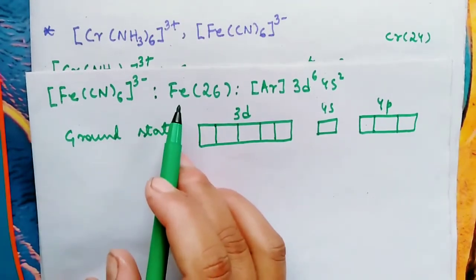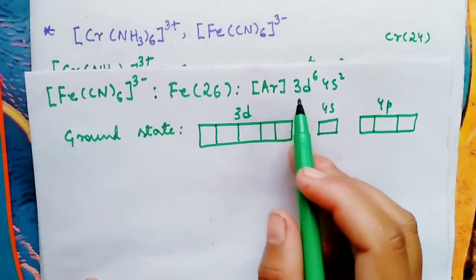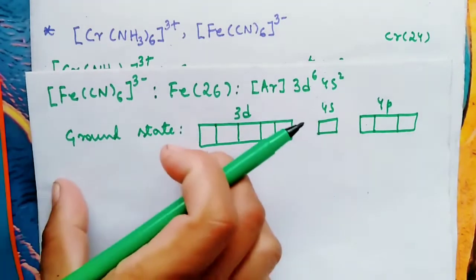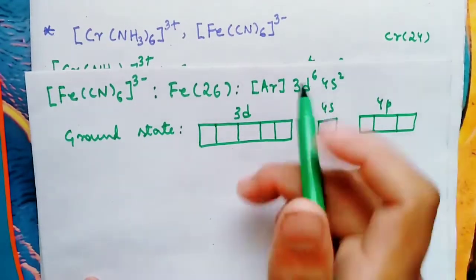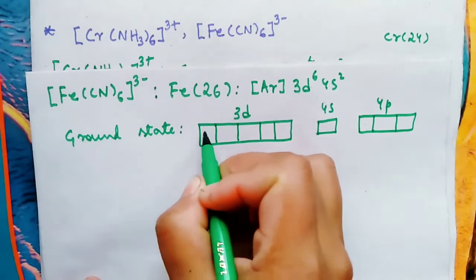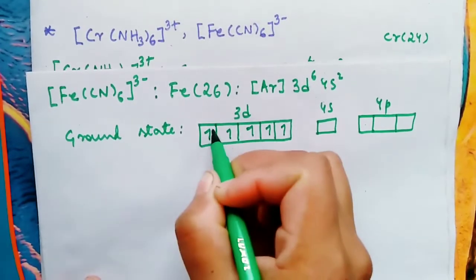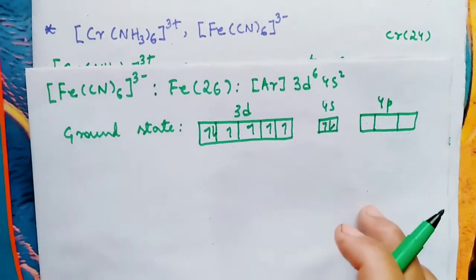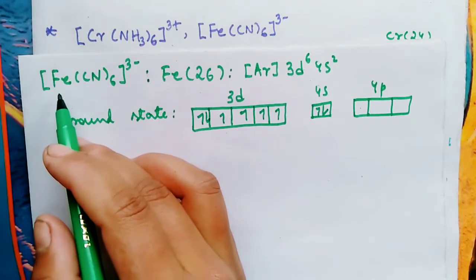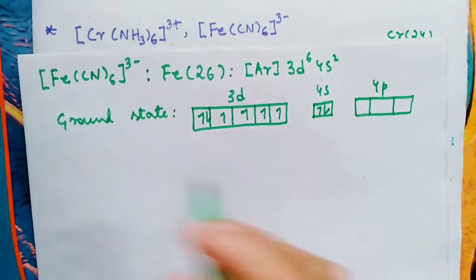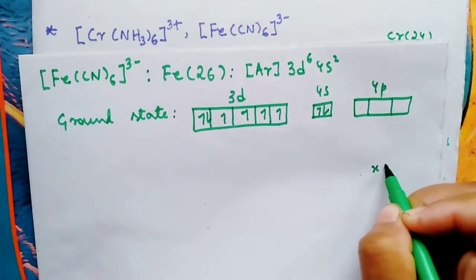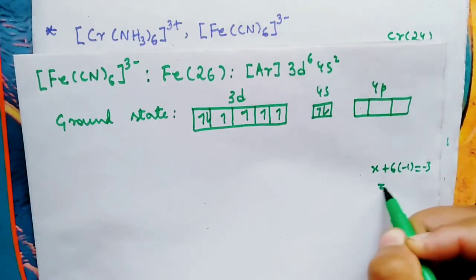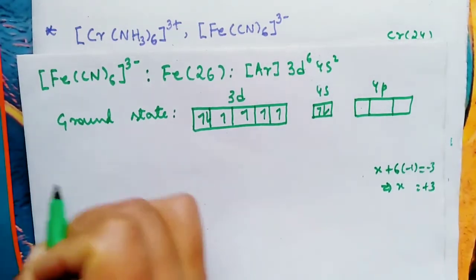What is the atomic number of iron? 26. So the valence shell electronic configuration is 3d6 4s2. In the ground state we have the 3d, the 4s, and the 4p. In the 3d orbital we have 6 electrons, and in the 4s we have 2 electrons. Here we have 4p 0. Now we want to know the oxidation state of iron in this complex. How to find it? X plus 6 times the charge carried by CN, which is -1, equals -3. From here you will get +3, so +3 is the oxidation state.